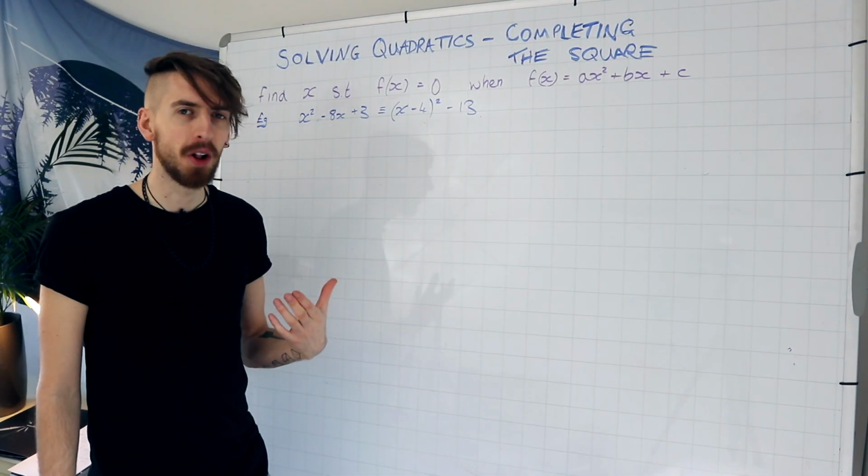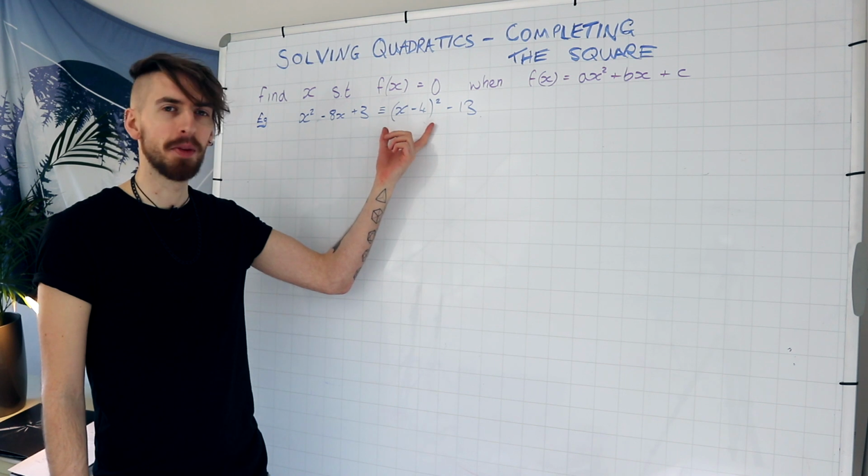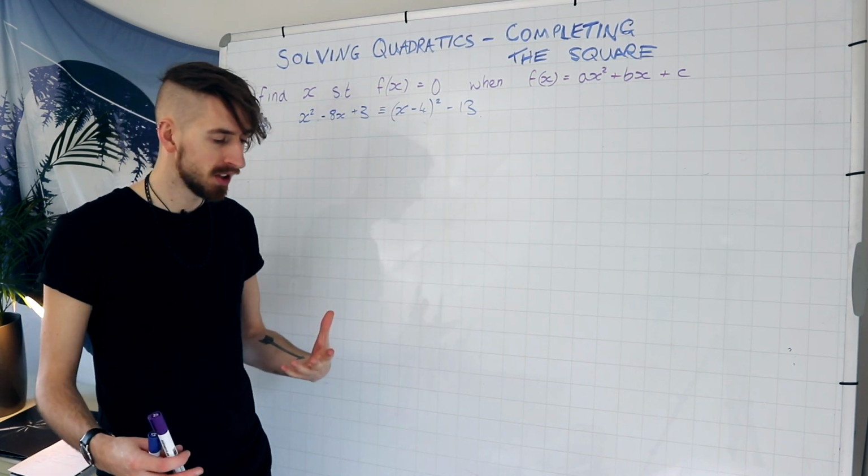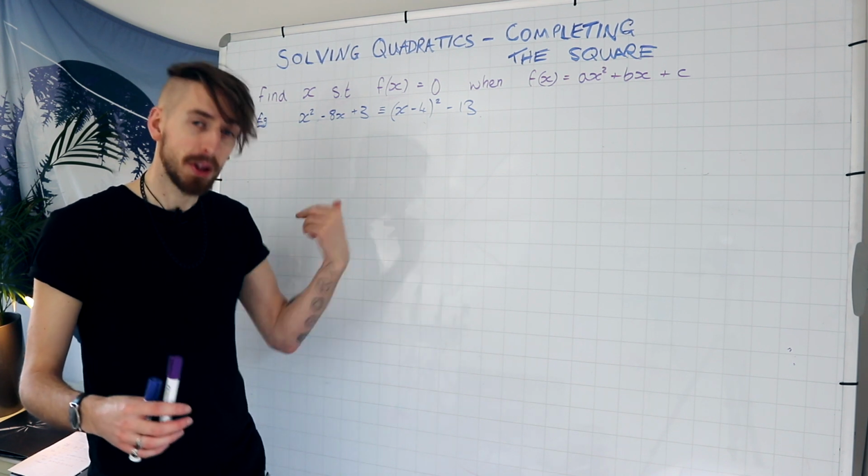So the reason why it's called completing the square is because we've got this little bit here and we've put it into a squared term. We've put this minus 13 on it. It's called completing the square because of that.